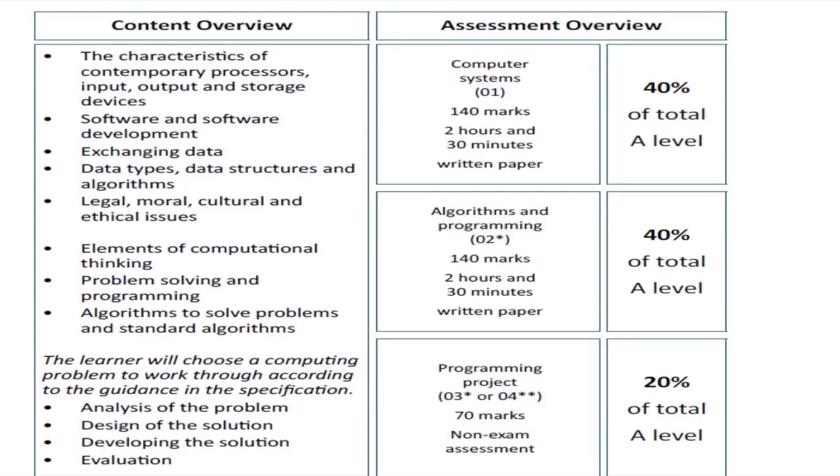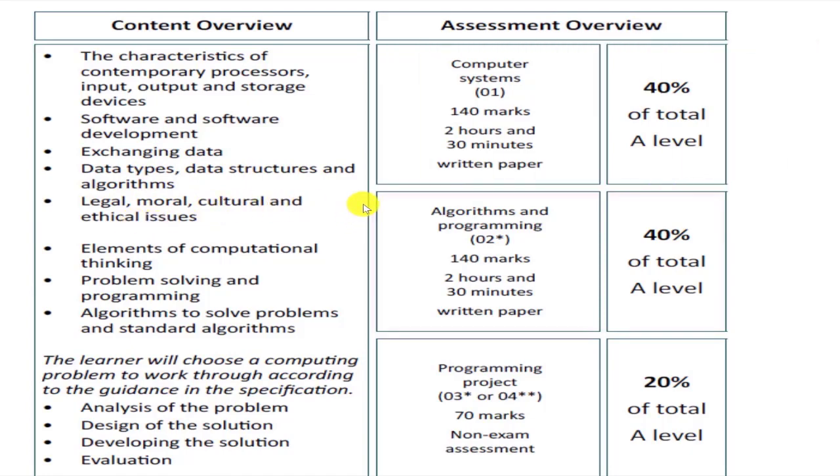An overview of the course. The course is made up of 3 units. The first unit, Unit 1, is called Computer Systems, and that will be examined at the end of the course by a written paper. It's worth 40% of the total A-level. You'll learn about things like the characteristics of contemporary CPUs, input, output and storage devices, software and software development, including object-oriented software, exchanging data, which includes things like web technologies, networking and databases, data types, data structures and algorithms, legal, moral, cultural and ethical issues with computer science.